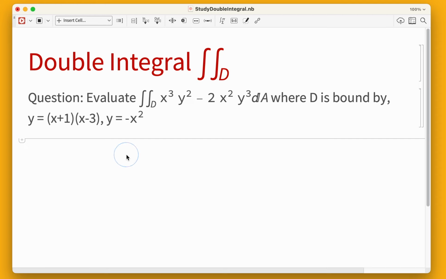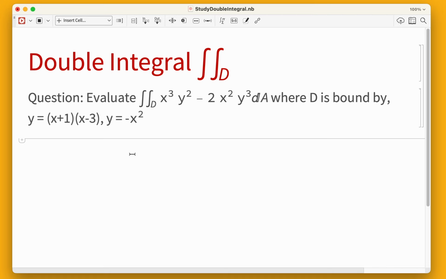So first, when we open our math books or papers, we will get some problems like this in double integrals. This problem says evaluate the function x cube y square minus 2x square y cube dA, where D is bound by y equals (x plus 1)(x minus 3) and y equals minus x square. So the first thing we see is there is a function and that is bound by a domain, and that domain has two equations, right? For the x and y axes.